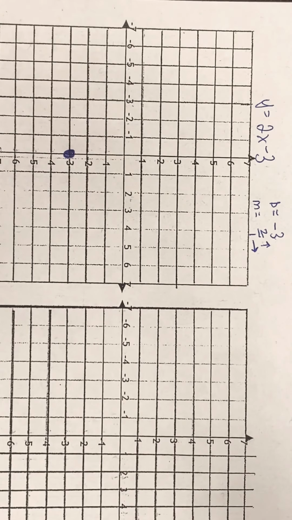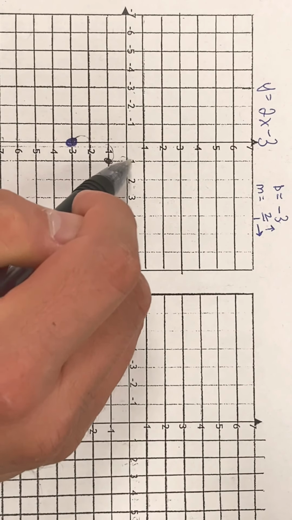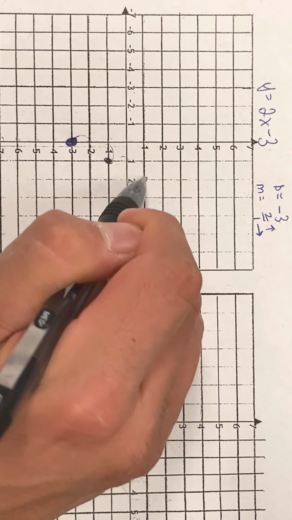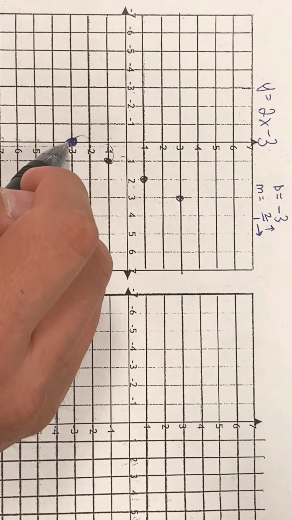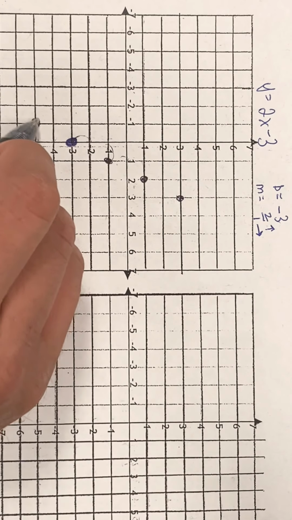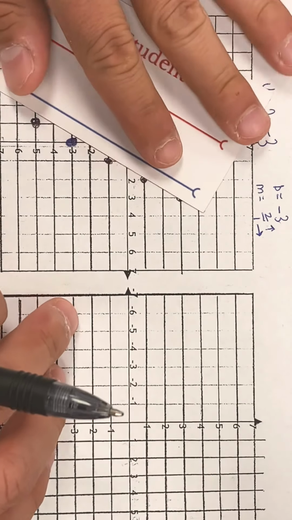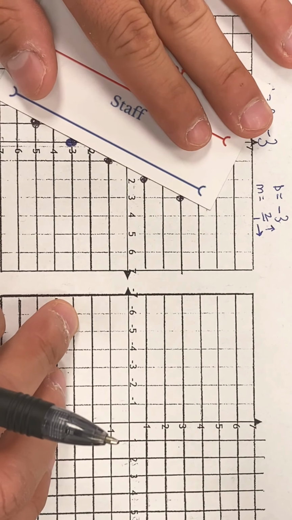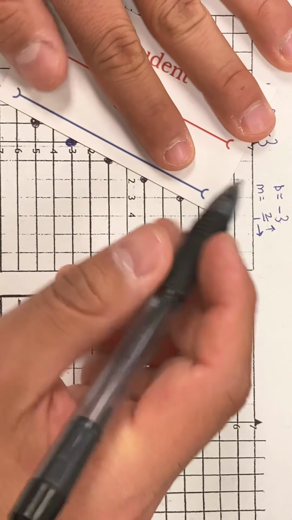So I'm going to go up 2 over 1, and repeat. And if I want to go the opposite direction, I go down 2 and left 1. Okay, so now I have enough points there to graph this linear equation. Use any kind of straight edge that you have. I'm going to use this card. You guys can use a ruler or a notebook.